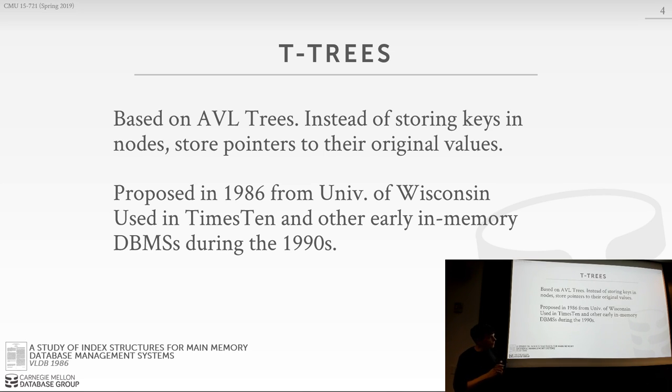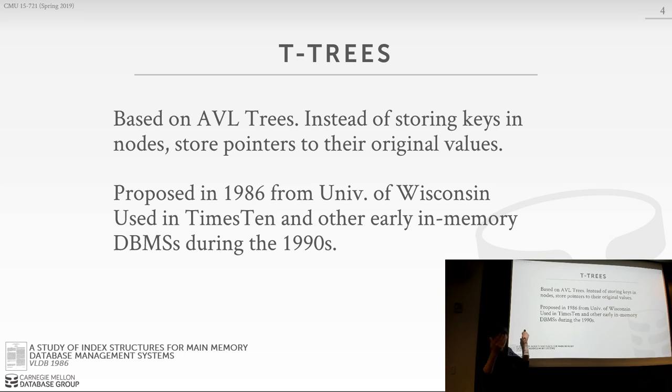So the data structure they ended up building was this thing called a T-tree. Quick show of hands, who has ever heard of a T-tree before? Nobody. That's fine. Perfect. T-trees look like AVL trees, but the key distinction versus the B plus tree and other data structures we'll talk about is that since memory was super limited back in the 1980s, they didn't want to store copies of keys in the indexes. Instead, you store pointers to the tuples.